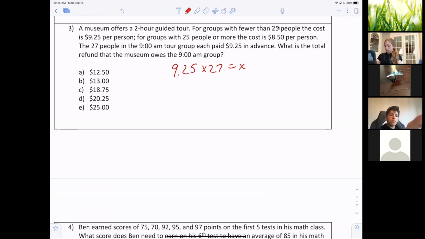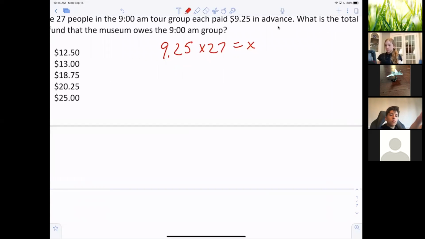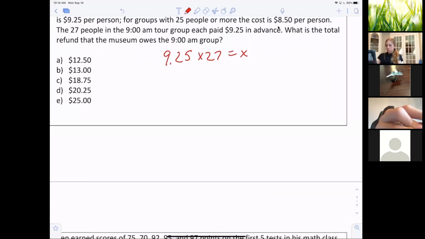Don't be sorry. I'm waiting patiently. Just tell me. You have to do it like solving equations. No. Just do 9.25 times 27. 0.75. Okay, so x is equal to the total cost.